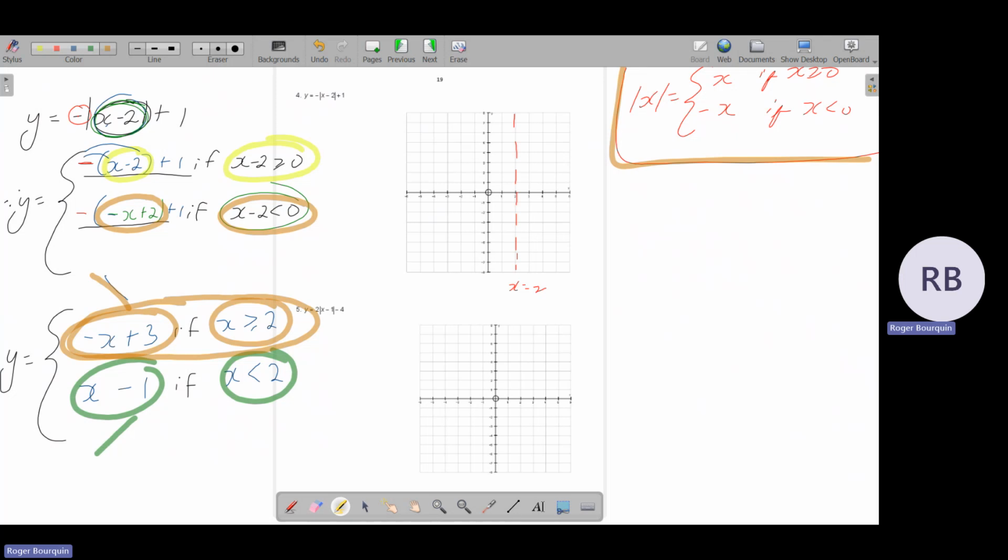I would always go and look at what happens at the split. Okay, so where's the split? At 2. In other words, I sub in 2 into that top equation. So when x is 2, go tell me what y is going to be. And on this one as well, when x is 2, if x could be 2, what would y be? Should be the same point.